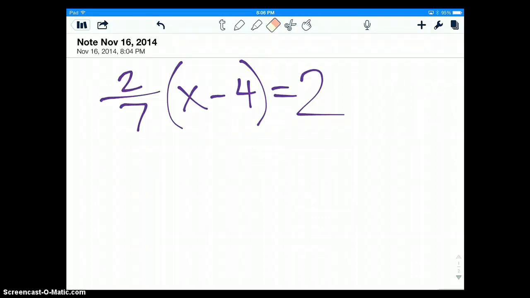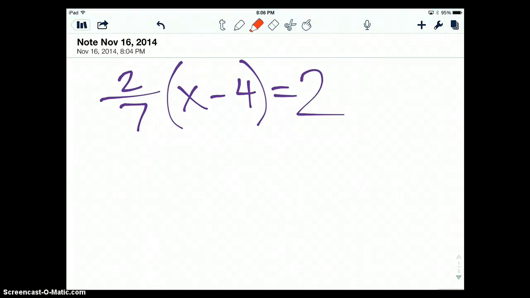Alright, welcome to the world of math. We're going to solve this particular problem, this algebraic equation. It looks a little different than what you're used to because it has some parentheses in there. So the two operations that I see are subtraction within the parentheses and then multiplication between the 2/7 and the stuff inside the parentheses.